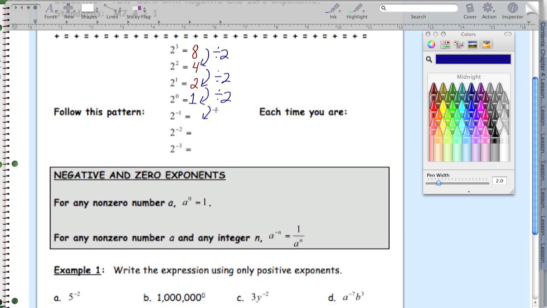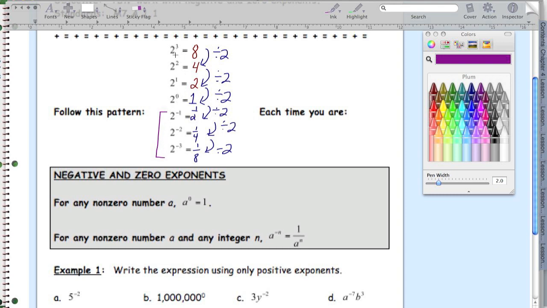Let's keep going though. We're going to divide by 2, we get 1/2. Divide by 2, we get 1/4. Divide by 2, we get 1/8. Okay, so we start to see that there's a lot of relationships here. 1 is like our center, and then we go 2, 1/2, 4, 1/4, 8, 1/8. So they're really reciprocals of one another. And that's going to lead us into some of the rules of negative exponents.